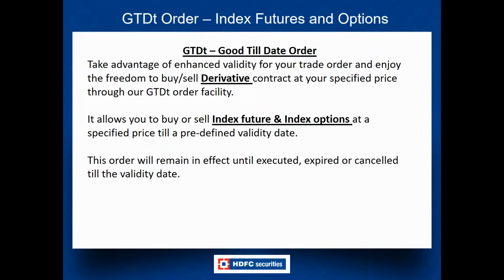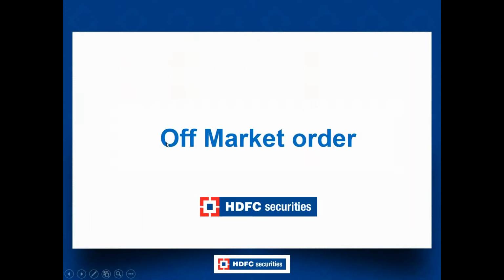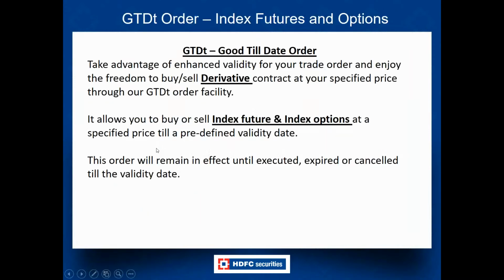It allows you to buy or sell index futures and index options at a specified price till a predefined validity date. So GTDt orders are only available for index futures and index options. This order will remain in effect until executed, expired, or cancelled till the validity date. So let us see how you can use the GTDt order functionality.